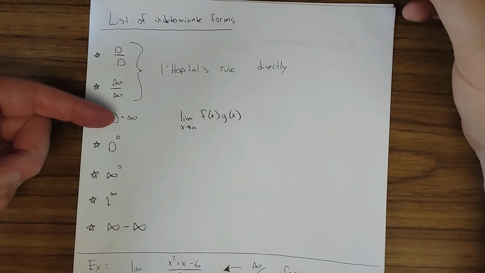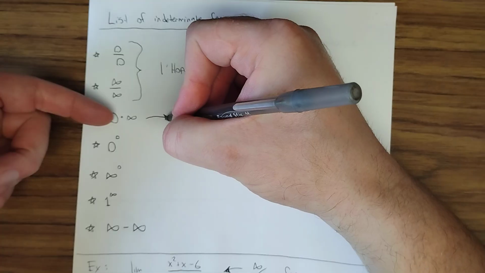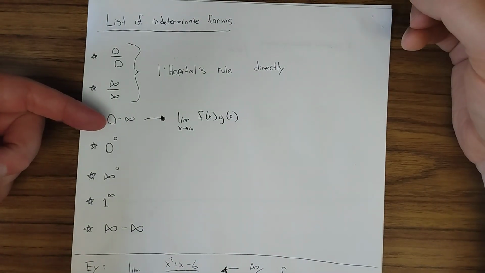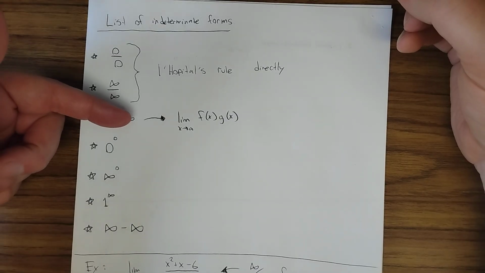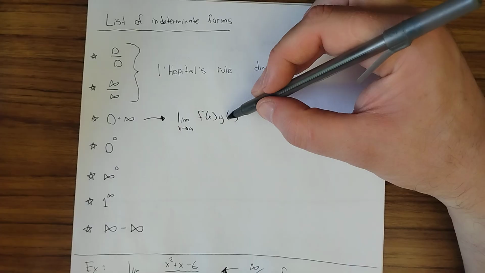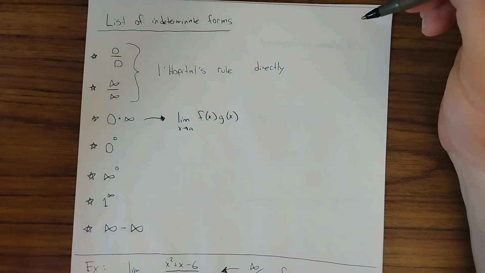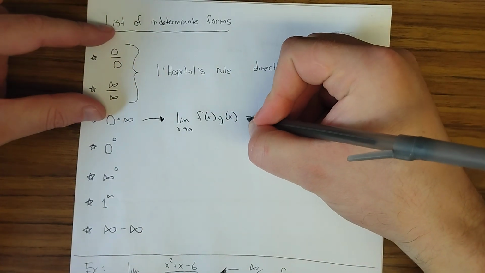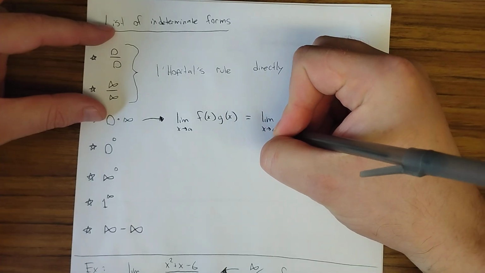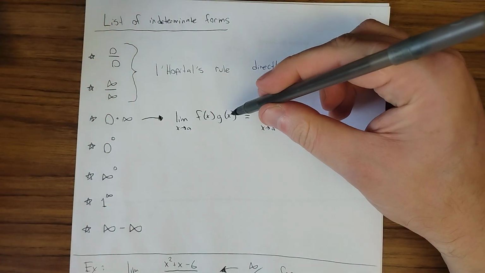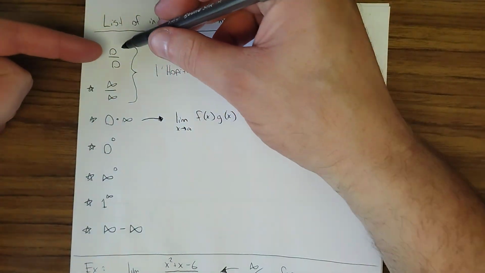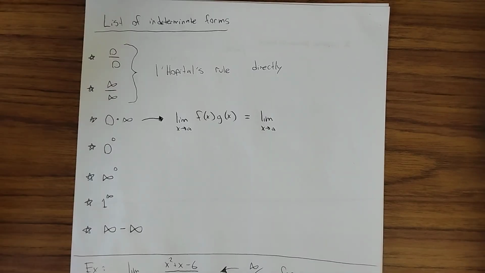So again, what this means is that we're doing a limit and say I'm multiplying two functions together and one of them goes to 0 and the other one goes to infinity. So maybe f of x goes to 0 and g of x goes to infinity, or it could be the other way around. All we're going to do is use a simple algebra trick to artificially turn this into one of these two, and then we would use L'Hopital's rule.